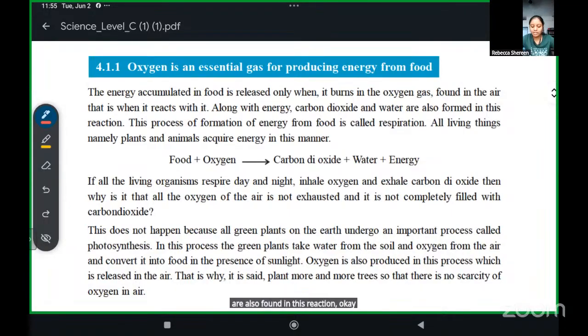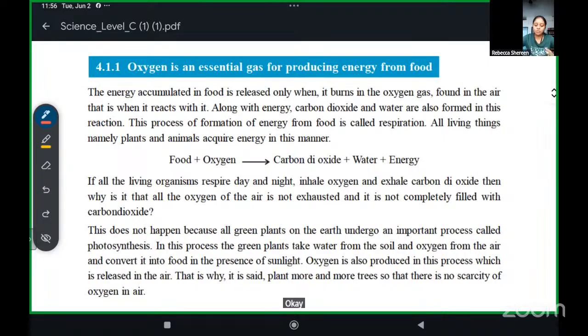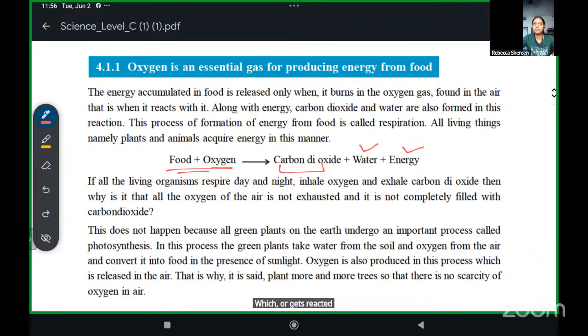Okay. You know that living things, such as plants, are a very good example. They prepare their food, and they also use oxygen. And then when this reaction takes place, it releases CO2, water, and energy. So this is how oxygen plays an important role. When the food burns or reacts with oxygen, it releases carbon dioxide, water, and energy in this process.